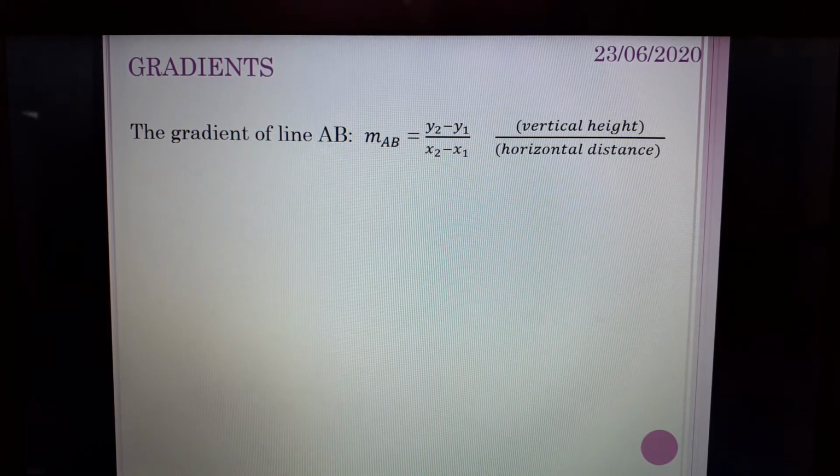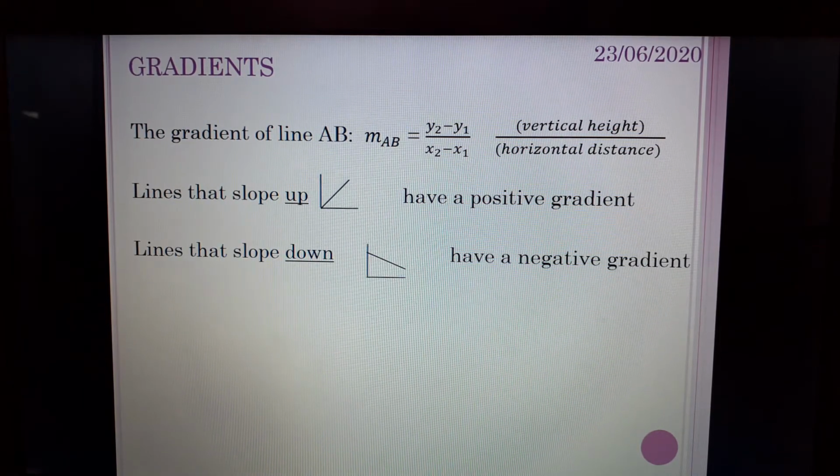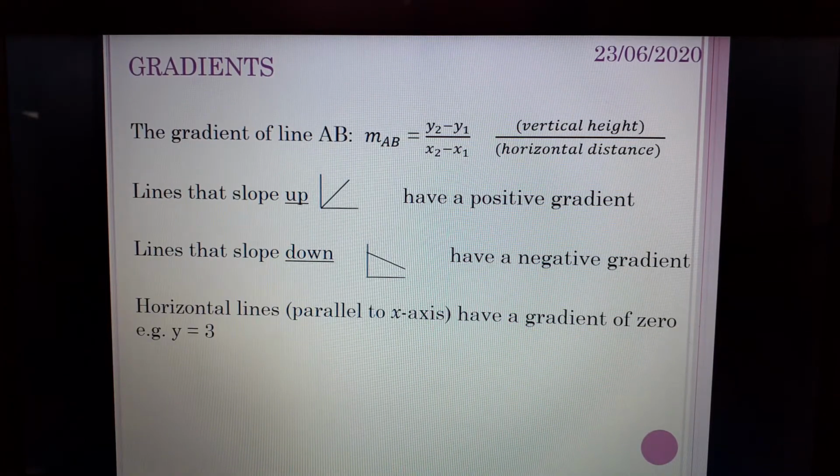The y2 minus y1 is just the vertical height, the difference between the two y parts of the coordinate. And the x2 minus x1 is the horizontal distance across the way, the difference between the two x values within the coordinates. Lines that slope up the way from left to right, as you can see from that line, have a positive gradient, and lines that slope down the way from left to right have a negative gradient. A horizontal line, which is a line that is parallel to the x-axis, has a zero gradient.